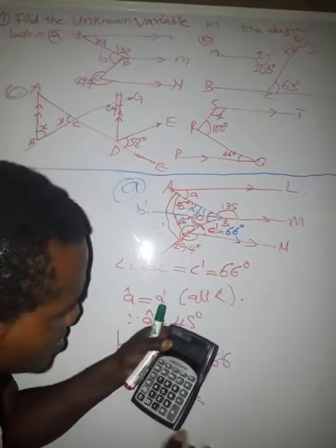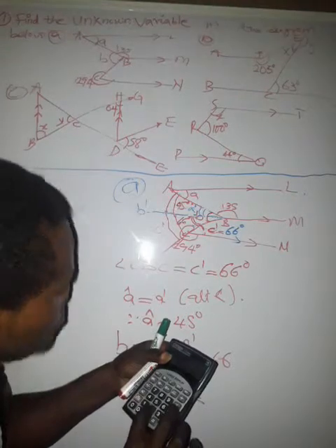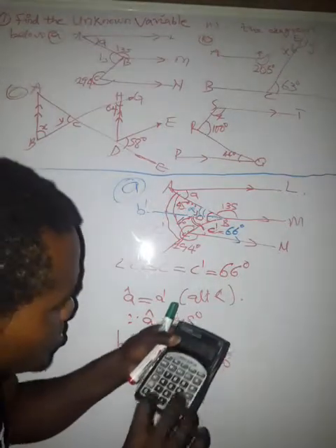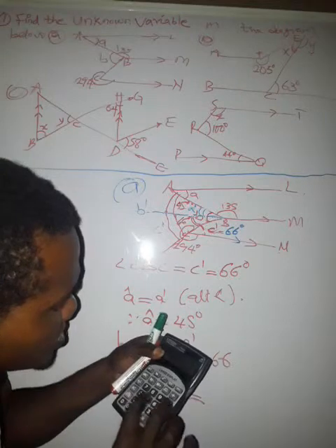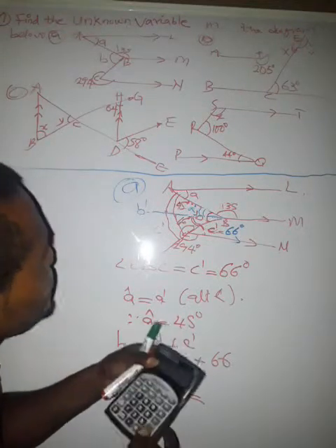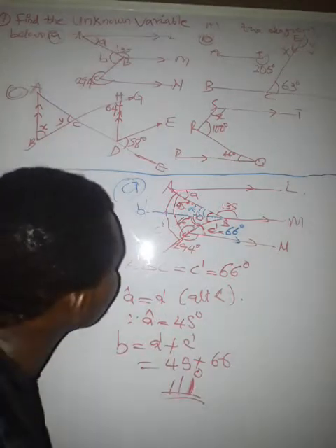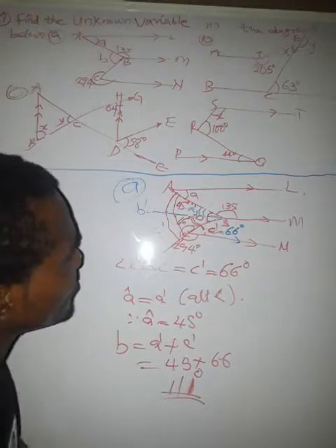360 minus 294. That is 66. So we already know this is 66. So 180 minus 135, that's 45. 45 plus 66, so 111 degree. So we've gotten that. So this is how we solve this type of question.